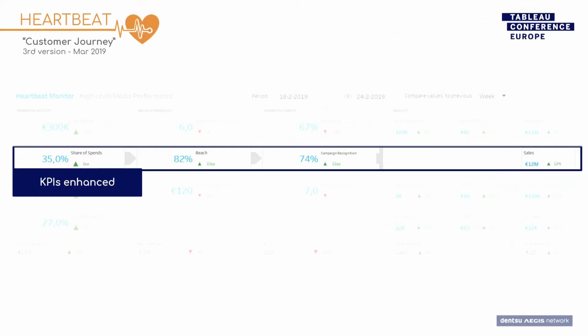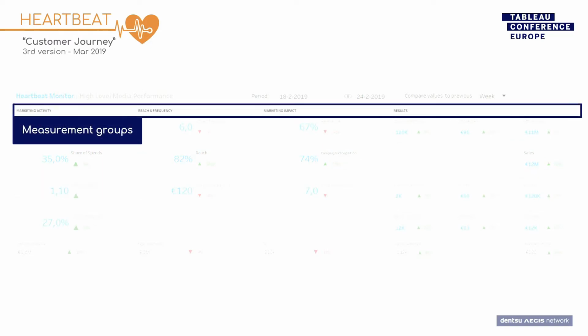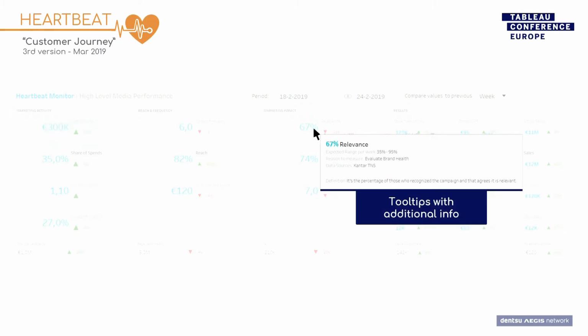In this case, it was share of spends, reach, and campaign recognition, whether people were recognizing their campaigns. This is based on survey data. And finally, sales. We also grouped the KPIs in a different way. Instead of having that upper, mid-funnel, and lower funnel idea, we had four groups: marketing activity, reach and frequency, marketing impact, and results. Results was based on transactions and sales. And on these dashboards, we finally had tooltips with additional information for the clients.